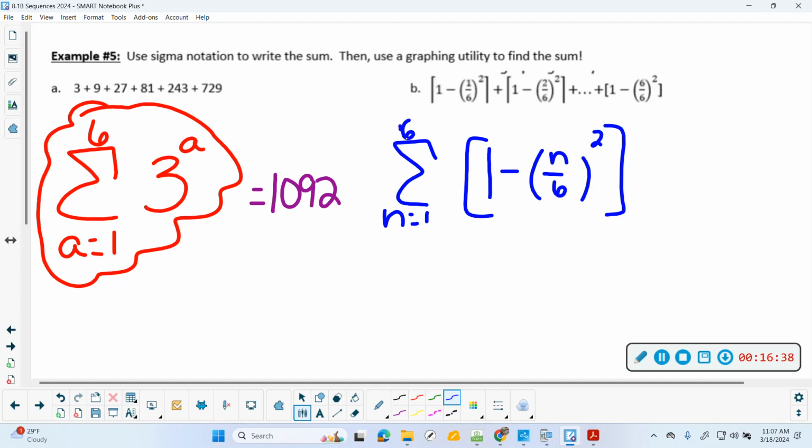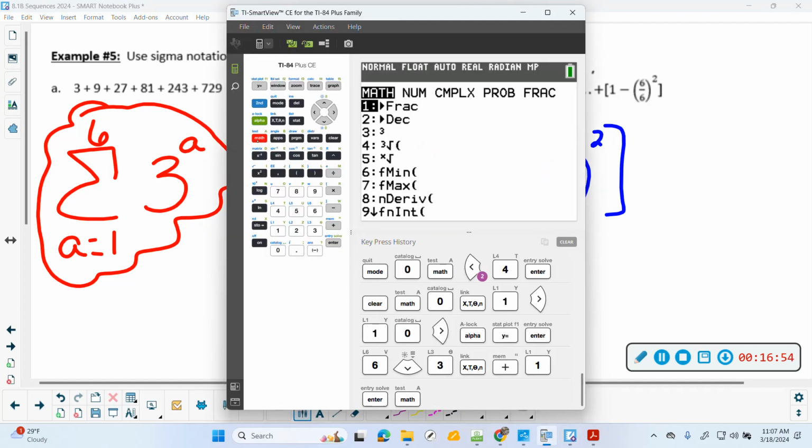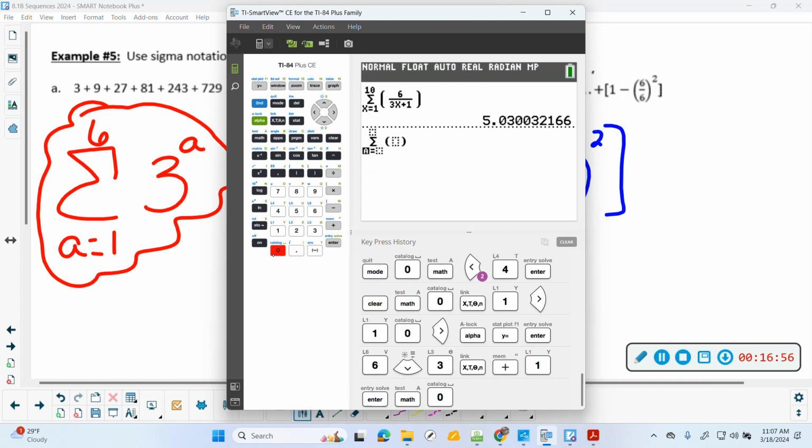That's a 6. Now, this is one I can't say I'd want to type in all of that stuff on my calculator and add them. I would probably go math 0. So let's punch it in, math 0. I think that's going to be a little easier. Again, I'm just going to use X to make it easy on my calculator.